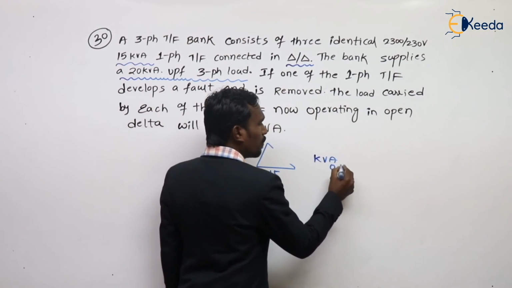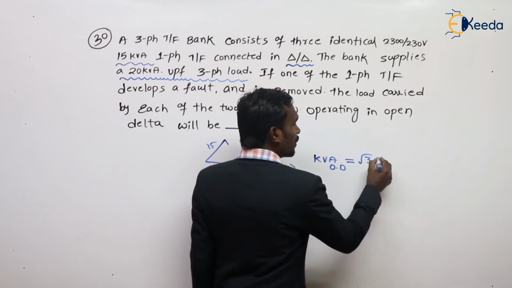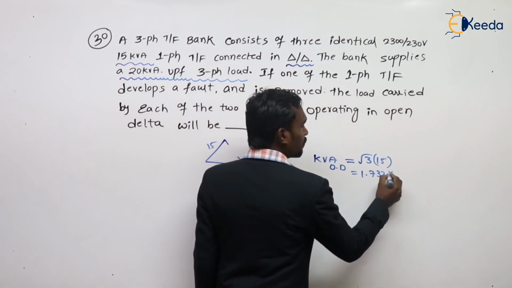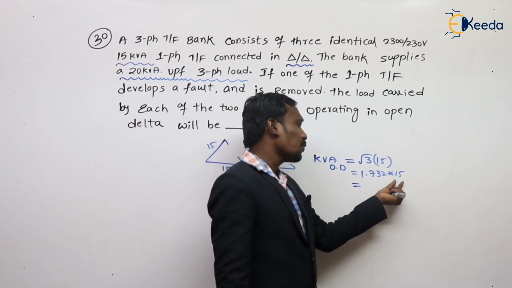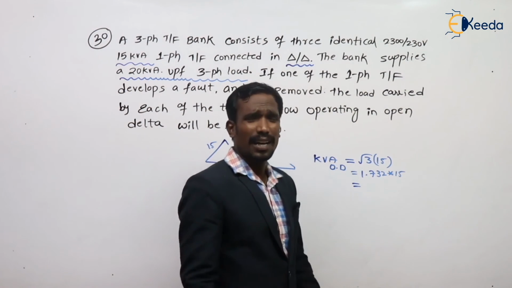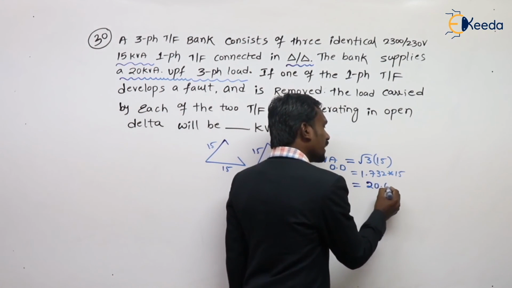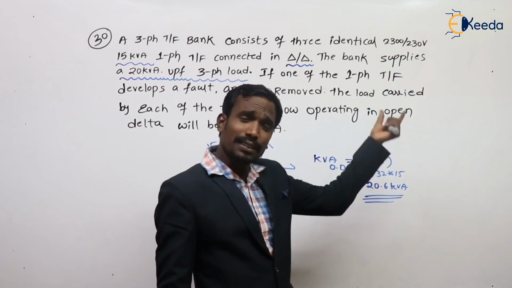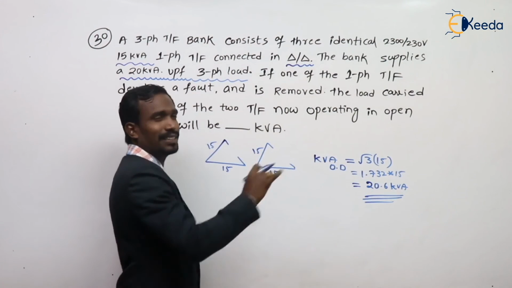The kVA for this open delta is root 3 times 15, nothing but 1.732 times 15. We can apply a load of approximately 20.6 kVA. This is the capability of this open delta system.